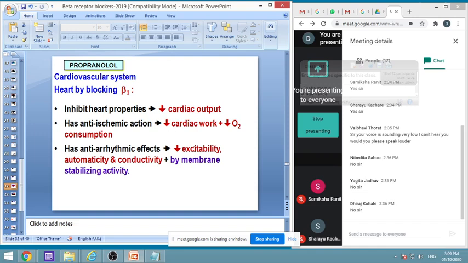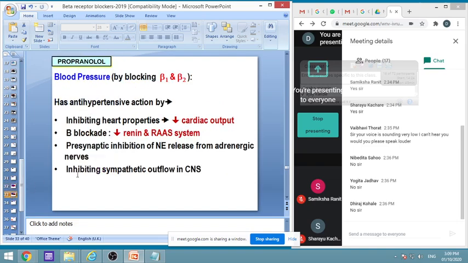It decreases the excitability, it decreases the automaticity and conductivity. There is a dual effect because of the beta 1 effect and because of the membrane stabilizing activity, and because of these two effects, these are very useful. So it is useful in blood pressure because of blocking beta 1.